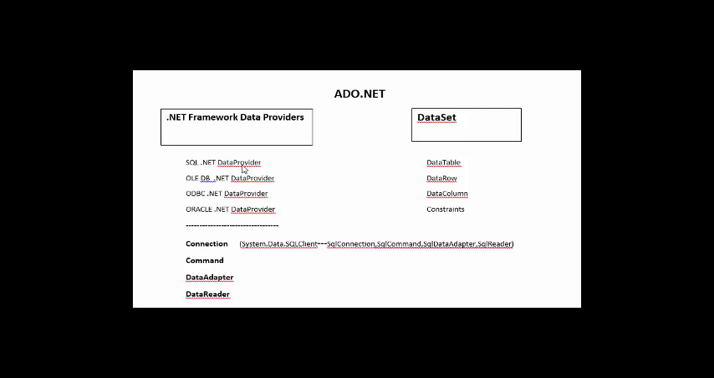It provides data access for Microsoft SQL Server, and we can call it the SQL .NET Data Provider. It uses a namespace called System.Data.SqlClient. The second one is the .NET Framework Data Provider for OLEDB. It is for data sources exposed by using OLEDB. It uses the namespace System.Data.OleDb.